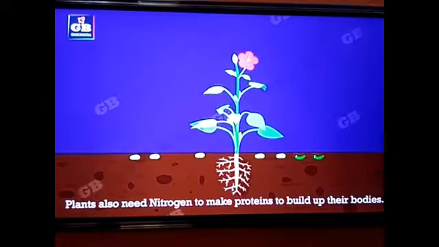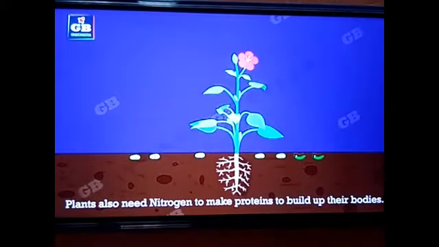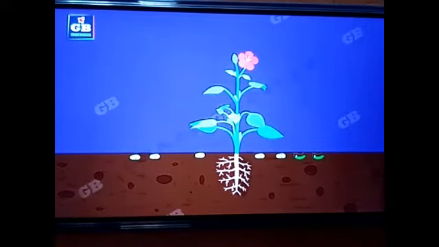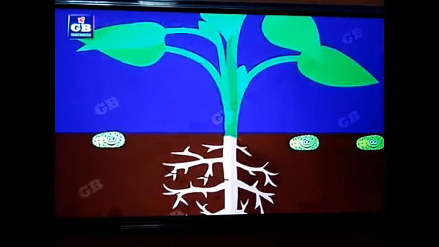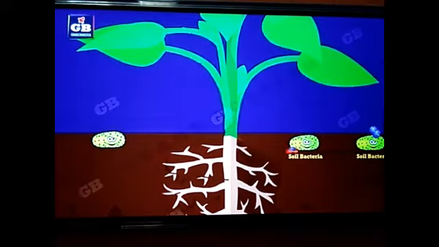Plants also need nitrogen to make proteins to build up their bodies. Most nitrogen is made into nitrates and nitrites by the soil bacteria. Plants get it from the soil in the form of nitrates and nitrites.